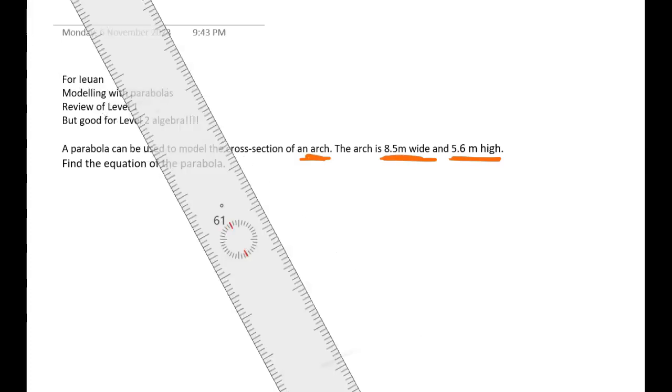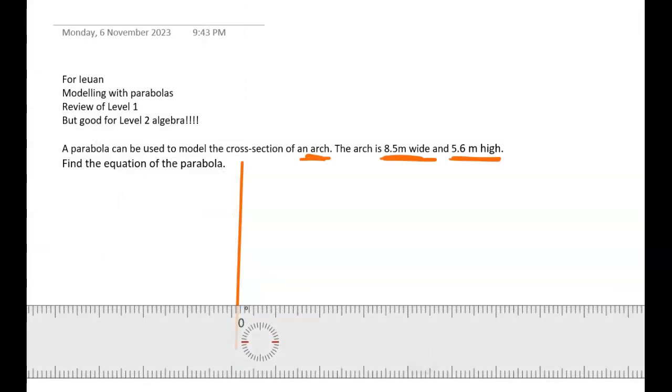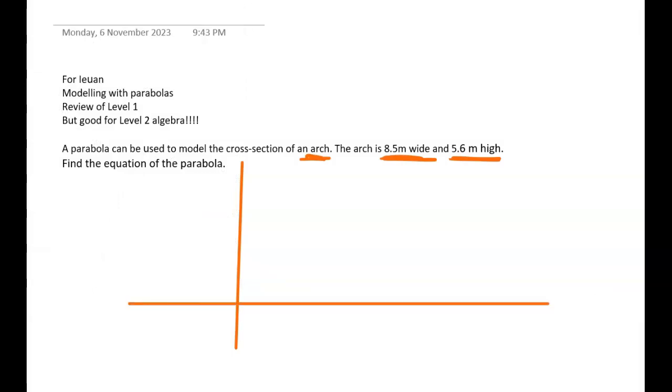So I'm going to start by whacking in some axes, and that's the first thing you should do in any kind of question where you've got modelling, whether they give you a picture or not. Right, so we're going to plonk the arch here, and we're just going to make it look like that.